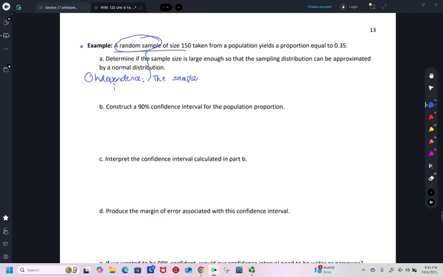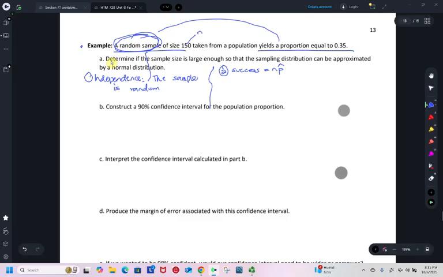The sample is random. Then we also have to check the success condition, which is n times p. The sample size here is n, and this random sample yielded a proportion of 0.35. We don't have the population proportion, however, we have a sample proportion, which is a good estimate. So 150 multiplied by 0.35. So that will be about what?